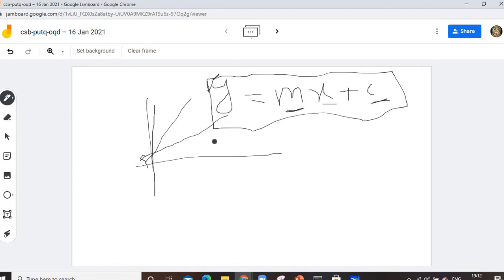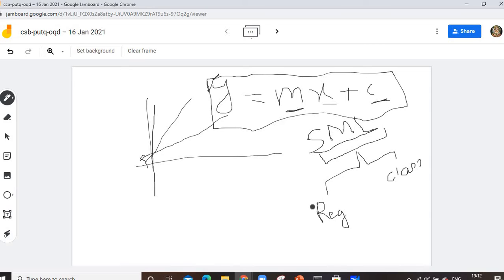Whenever we create a linear regression model, it will try to get a best fit line on the basis of this equation, on different initializations of the slope M and C. As I told, supervised machine learning has been divided into two categories: one is regression and another is classification. Two types of problems we can solve through supervised machine learning.